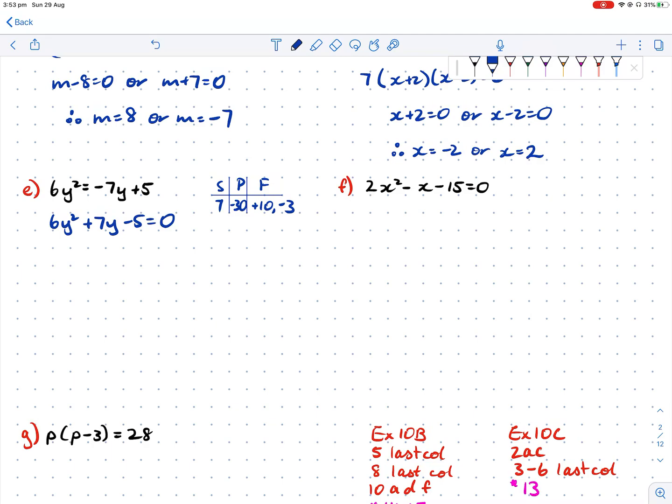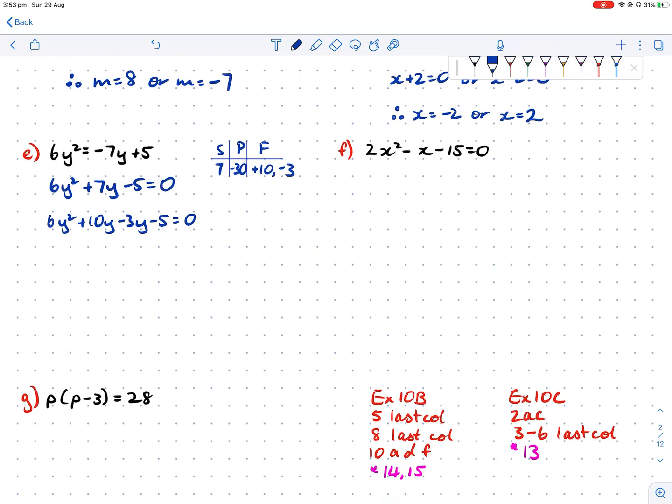So just have a quick look at that. 10 minus 3 is 7. 10 times negative 3 is negative 30. Now remember, when we're looking at non-monic trinomials, we need to take that middle term and split it using our factors. So 6y squared plus 10y minus 3y minus 5 equals 0.